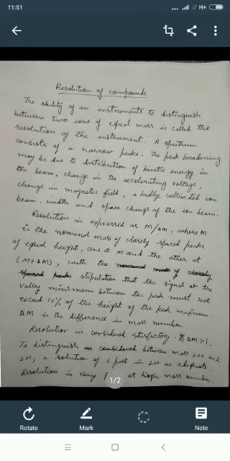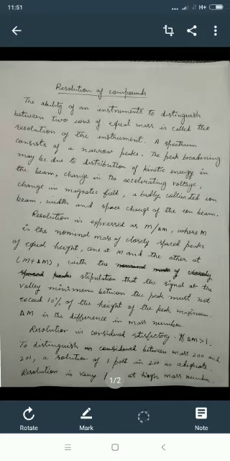The ability of an instrument to distinguish between two ions of equal masses is called the resolution of the instrument. The spectrum consists of a narrow peak. The peak broadening may be due to the distribution of kinetic energy in the beam, change in accelerating voltage, change in magnetic field, badly collimated ion beam width, and space charge of the ion beams.